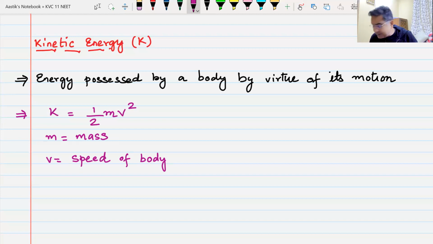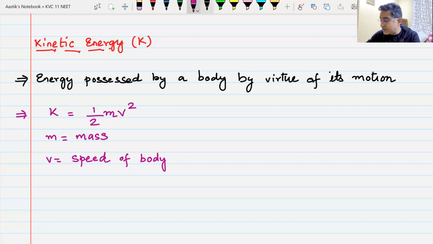Why am I using v as the speed of the body? Because kinetic energy only changes when you change the speed of the body. When I say speed, I mean the magnitude of velocity. Sometimes if a body is in circular motion, its velocity may keep changing in direction, but the magnitude does not change. In that case, your kinetic energy will not change. So it is half mv square, and only when you change the speed will your kinetic energy change.